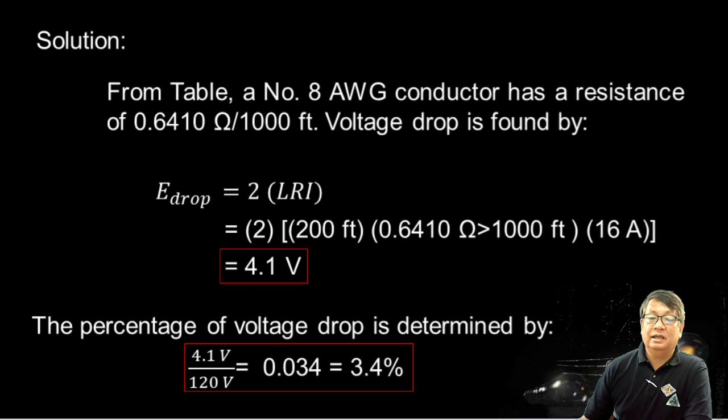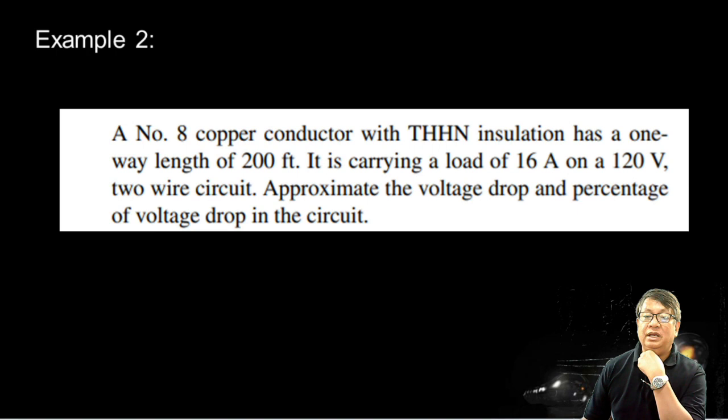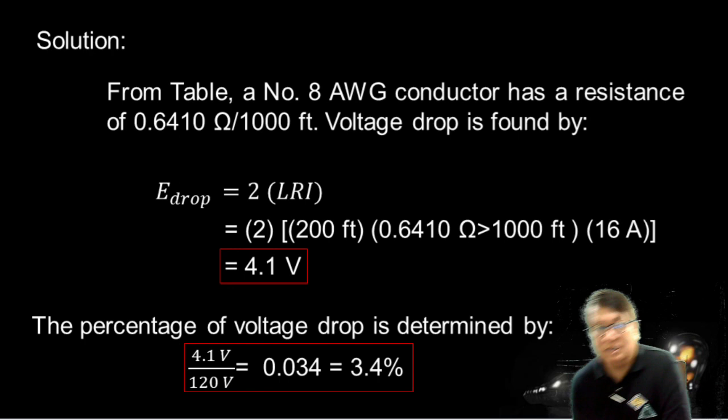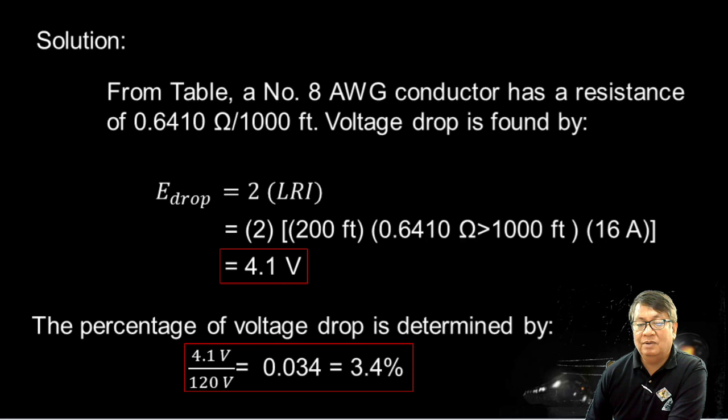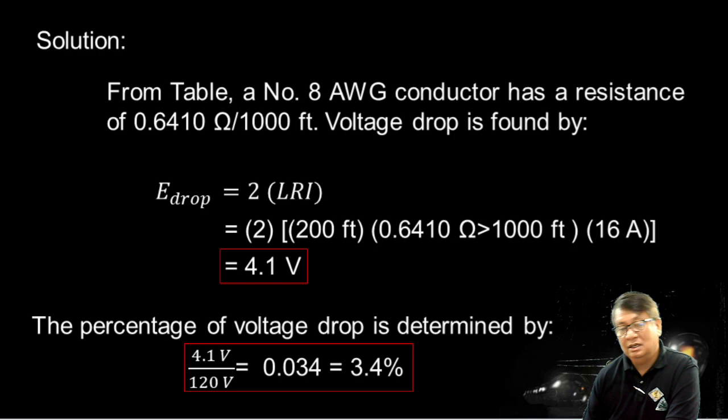Okay, this is another example. Number 8 copper wire, THHN insulated, one-way length of 200 feet, carrying 16 amperes at 220 volts. Approximate the voltage drop and percentage of voltage drop in the circuit. Okay, so we have this voltage drop of 4.1, divided by the available line voltage, 120, more or less that is equal to 0.03 or 3.4%. So basically it is just a very small voltage drop and it is not yet beyond 5% as our limit.